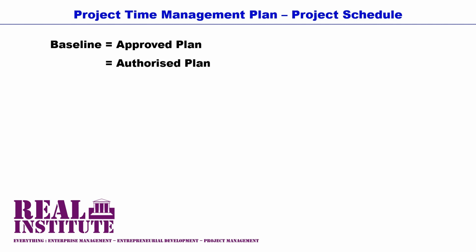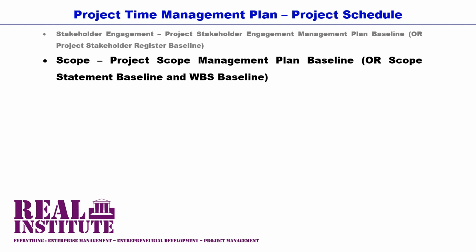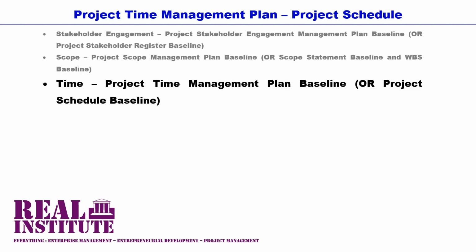Each one of the 10 project management critical success factors has a baseline. Stakeholder engagement has its own baseline, which is the project stakeholder engagement management plan baseline, also referred to as the project stakeholder register baseline. Scope has its own baseline, which is the project scope management plan baseline, also referred to as the scope statement baseline and the WBS or work breakdown structure baseline. Time has its own baseline, which is the project time management plan baseline, also referred to as the project schedule baseline.